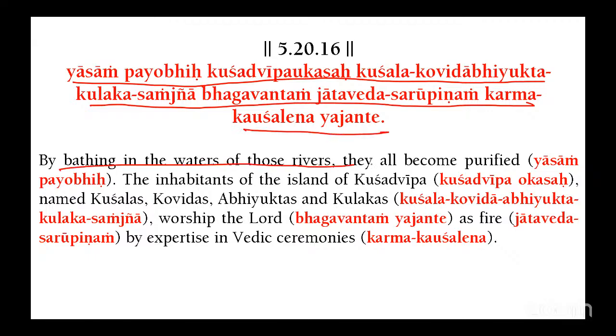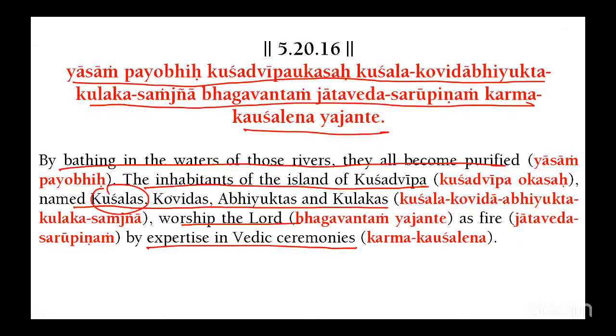By bathing in the waters of those rivers, they all become purified. The inhabitants of the island of Kushadvipa, named Kushalas, Kovidas, Abhiyuktas, and Kulakas, worship the Lord by expertise in Vedic ceremonies. So again here, Kushalas, Kovidas, Abhiyuktas, and Kulakas. These are the Brahmana, Kshatriya, Vaishya, and Shudra.